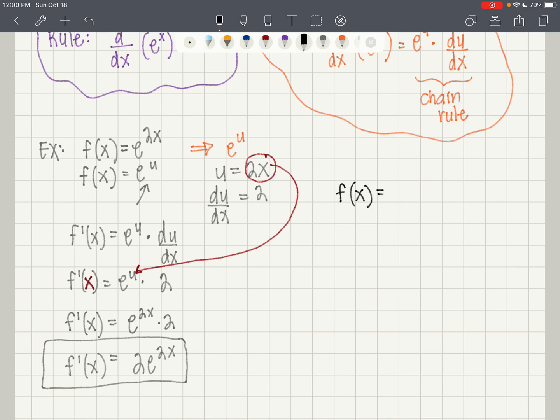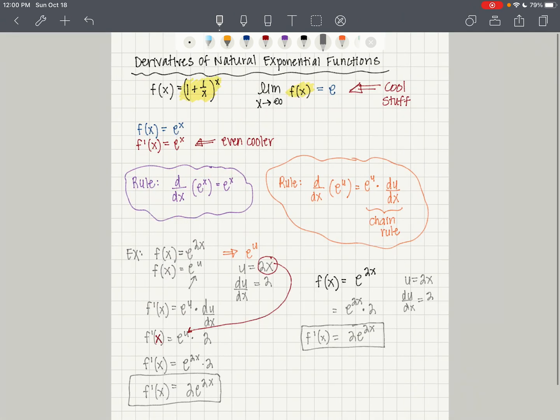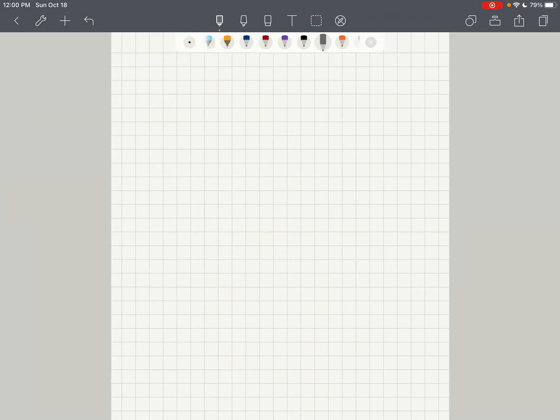So let me show you in my own words how we're going to do this. Sometimes we are going to have to go off to the side and say, okay, let u equal 2x, and then du dx equals 2. And you're going to say the derivative of e to the u is e to the u, which would be e to the 2x, times the derivative of the inside, which is 2e to the 2x. So sometimes we're just going to use the chain rule, but it's going to be helpful on other problems if we can write down what u is, if it gets to the point where it's a little bit more complicated. So we'll continue to practice.